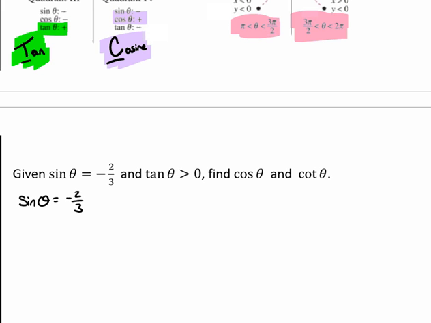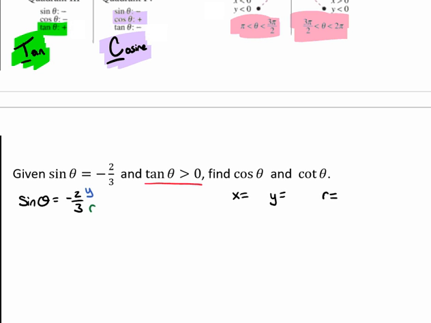So with that, we know that we have a y value and our r value, but we do know which one is the negative, because our r, which is our radius, can't be negative, so our y value must be the negative. So we want an x, a y, and an r to be able to find our cosine and our cotangent.